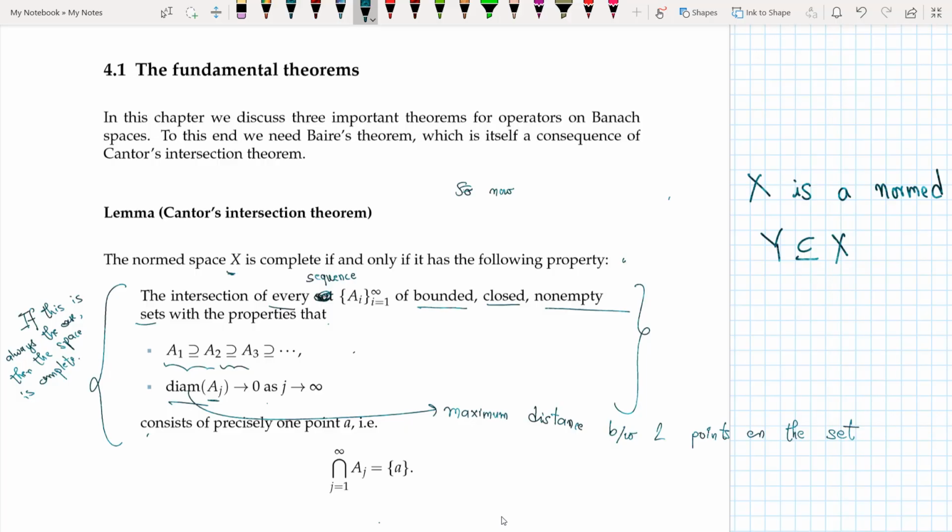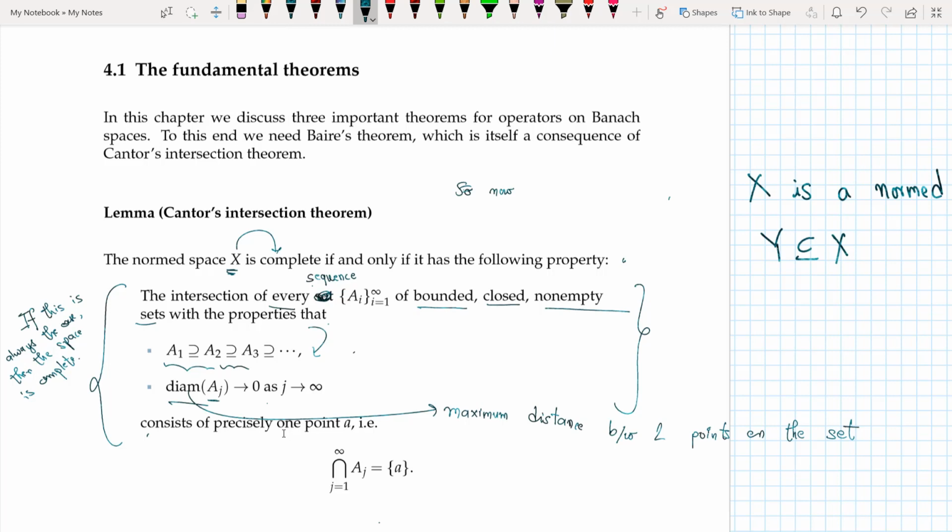So now we start with operator theory. It's the fourth chapter. Let's jump directly into the lemma, Cantor's intersection theorem. Let X be a normed space. We say that the space is complete if and only if it holds this property. What is the property? I have a sequence of bounded, closed, and non-empty sets with the property such that A1 is a subset of A2... no, the other way around. A2 is a subset of A1, A3 is a subset of A2, and so on.